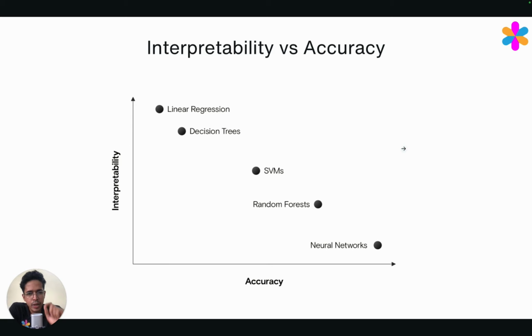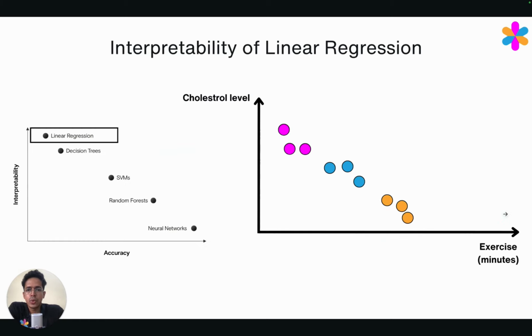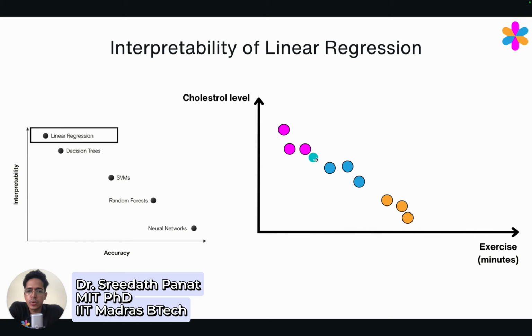Let's look at this in a little bit more detail. What exactly do we mean by interpretability? I just want to give you a small example. We will look at linear regression, decision trees, and neural networks. In linear regression, let's say we have some data like this. On the x-axis you have exercise minutes, and on the y-axis you have cholesterol level. In general, you can see that as exercise minutes are increasing, the cholesterol level is decreasing. So you can fit a straight line through this, although the data points are not exactly aligning in a straight line. This fitting process is linear regression.